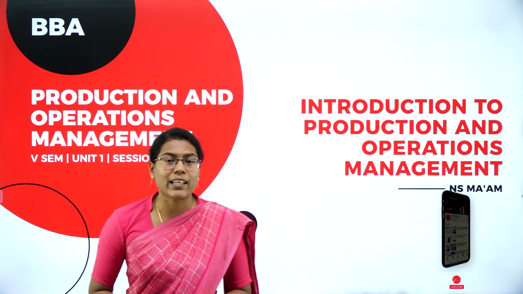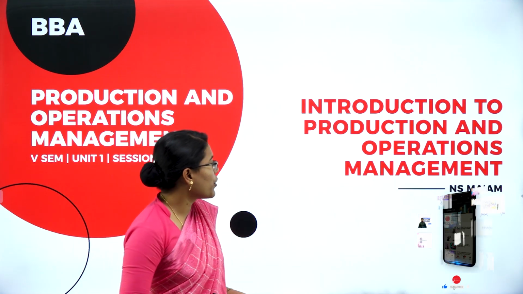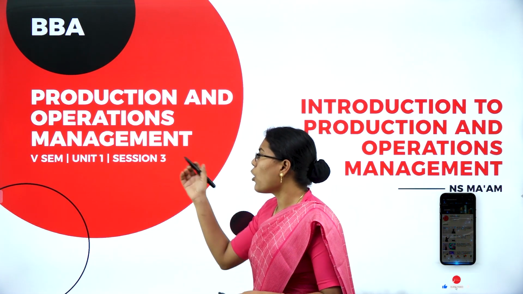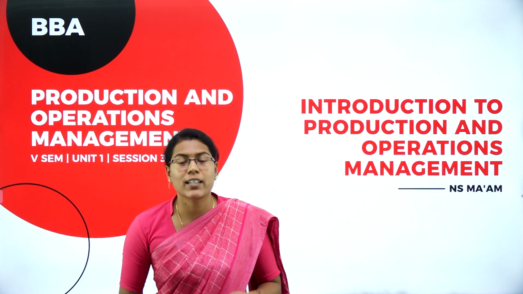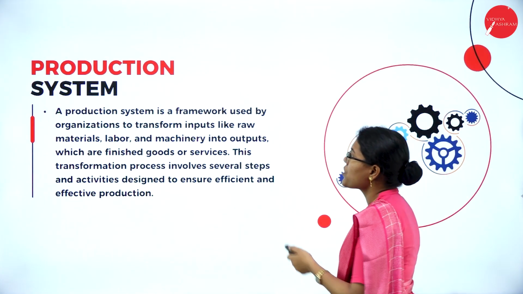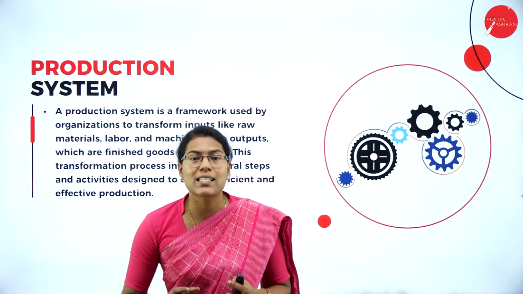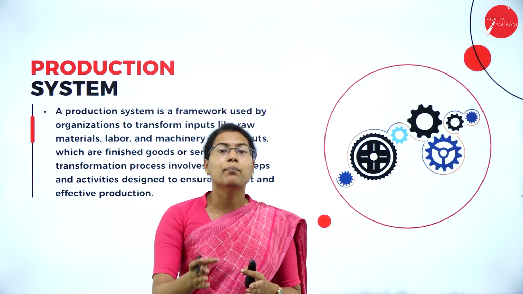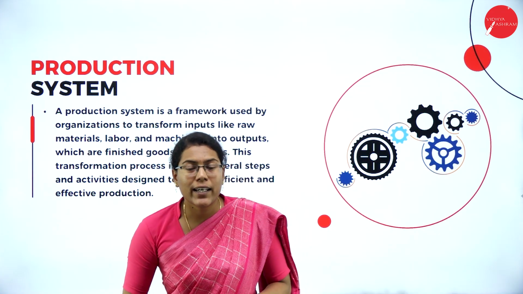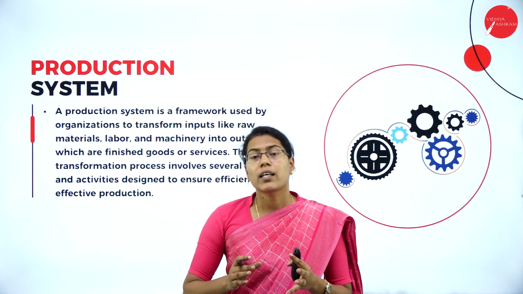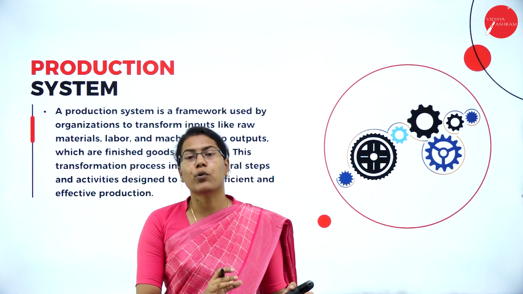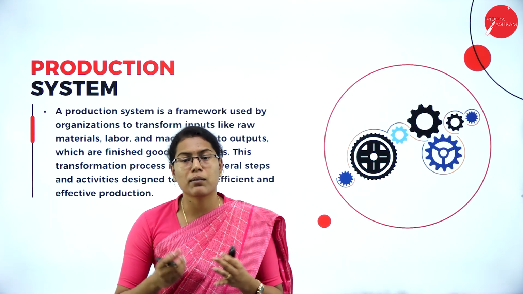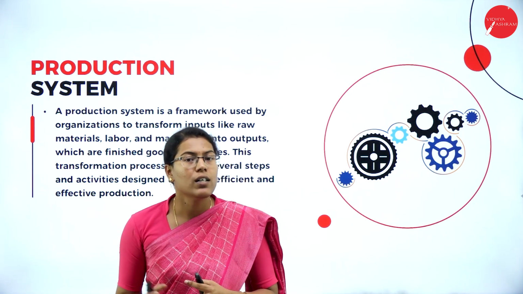Welcome to session 3 of Unit 1, that is Introduction to Production and Operations Management, of the subject Production and Operations Management. In today's session, let us discuss the production system. So what is a production system all about, and what are the different types of production that happen in a manufacturing function? As we studied in the previous sessions too, production is all about transforming the inputs into the outputs, that is, transforming the raw materials like men, material, money into the finished goods or services.